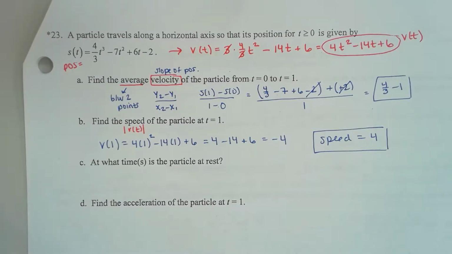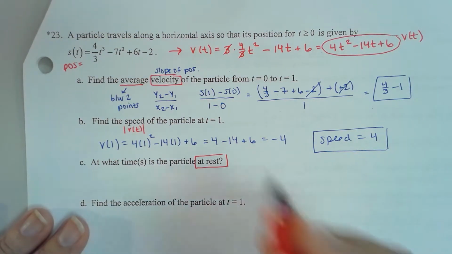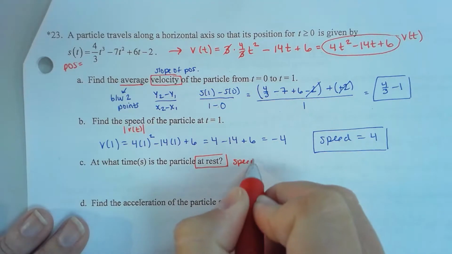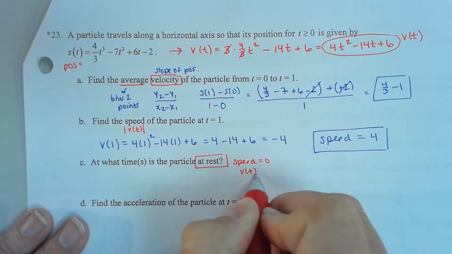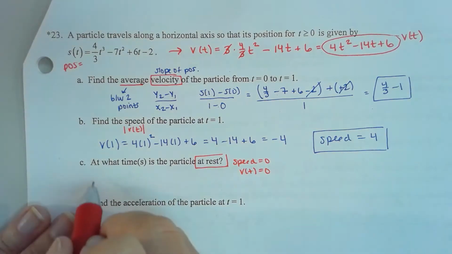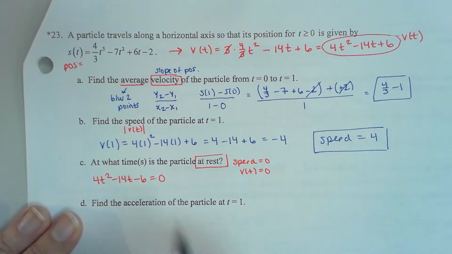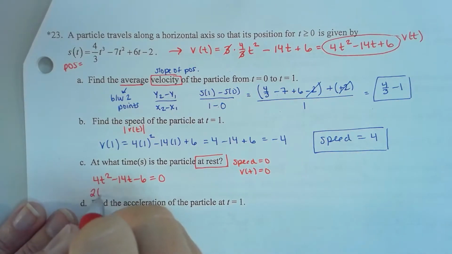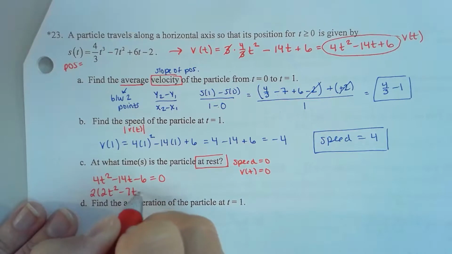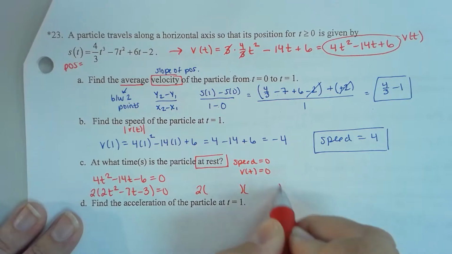Okay. Part C says at what time, so they're looking for me to solve for t, is the particle at rest. At rest means it's not moving, which means its speed is 0, which also means its velocity is 0. So I'm going to take that velocity function that we found above, and I'm going to set it equal to 0. So I'm going to factor out a 2, and then we'll see if we can keep on factoring.